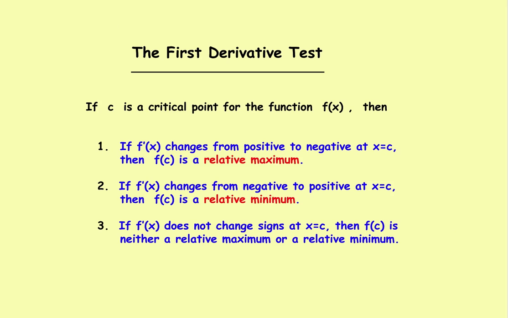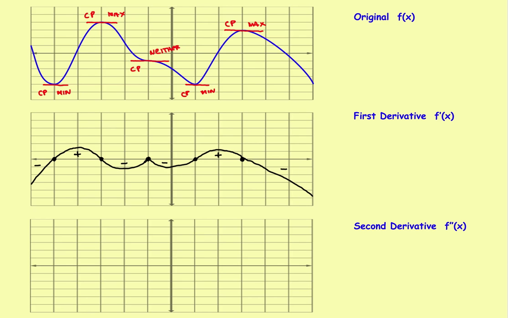So here is the first derivative test. What it says is this: if the first derivative changes from positive to negative at a critical point, then you have a relative maximum. Let's look at an example of that. Looking down here, the first derivative changed from positive to negative at a critical point. On this black graph, wherever the first derivative graph goes through 0, you have a critical point. So each one of these black dots here is a critical point. The first derivative went from positive to negative at a critical point, and sure enough, you have a maximum up here.